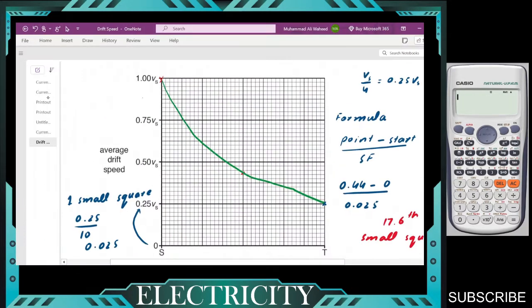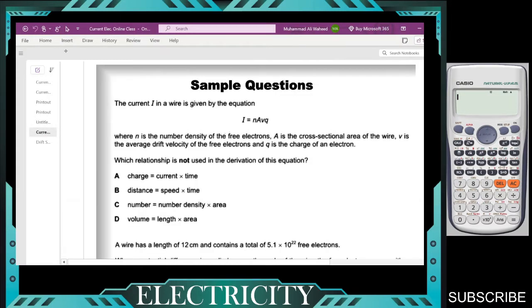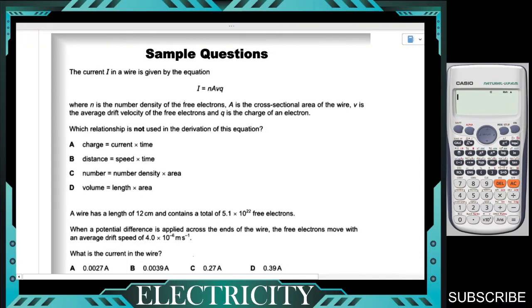Let me open up the questions from the workbook now. The questions that would be there in your workbook. The answer for the first one, we explained this question already. I equals nAvQ. Q could be the charge on the electron. If it is the charge on an electron, we can represent it by e as well. So the formula can also be written as nAve. It's just the same thing. And which statement was not used for the derivation of this equation? The answer is simply option C.